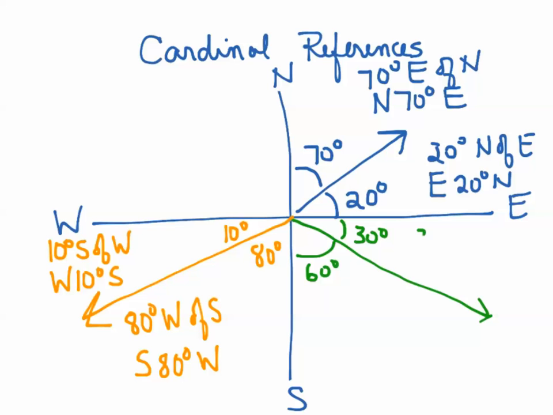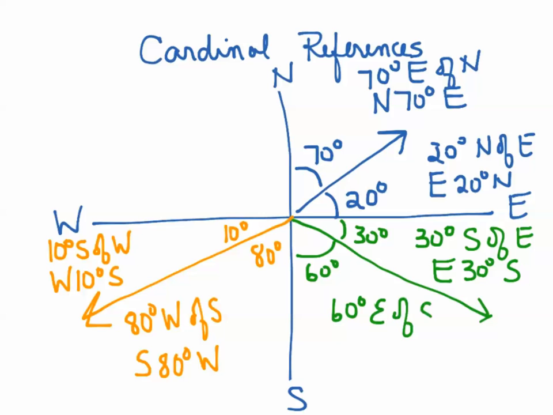This is 30 degrees south of east, or east 30 degrees south. Using the 60 degrees, it is 60 degrees east of south. Let me correct that. 60 degrees east of south, or south 60 degrees east.